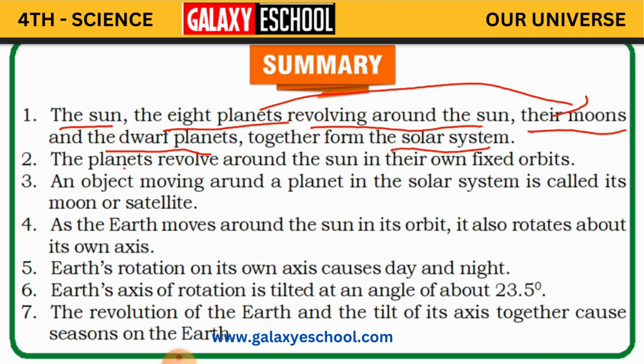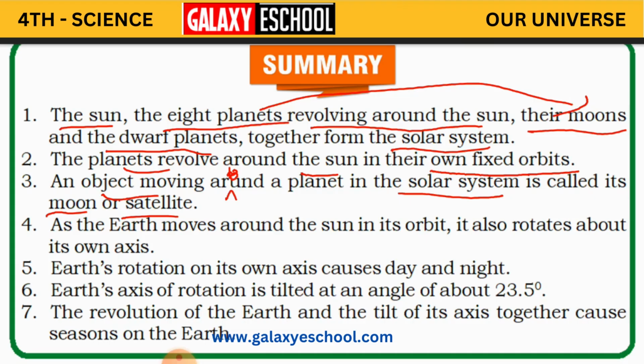And the planets revolve around the sun in their own fixed orbits, that is, in their own fixed paths. And the third point is an object moving around, children. Here O is missing after R. An object moving around a planet in the solar system is called its moon or satellite. Okay, so an object which is moving around a planet is called its moon.